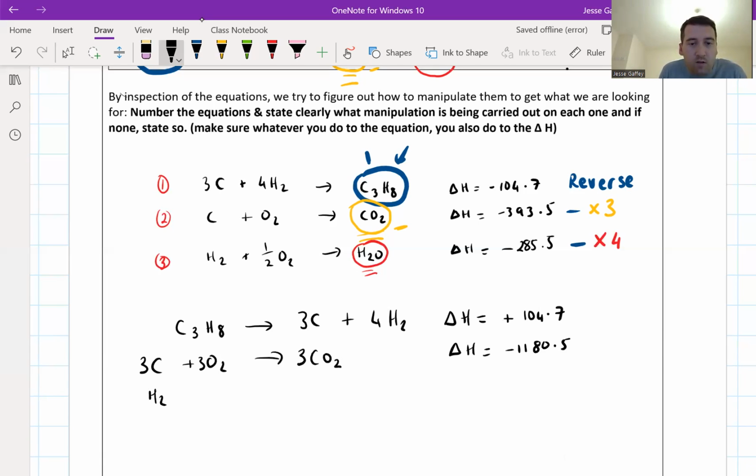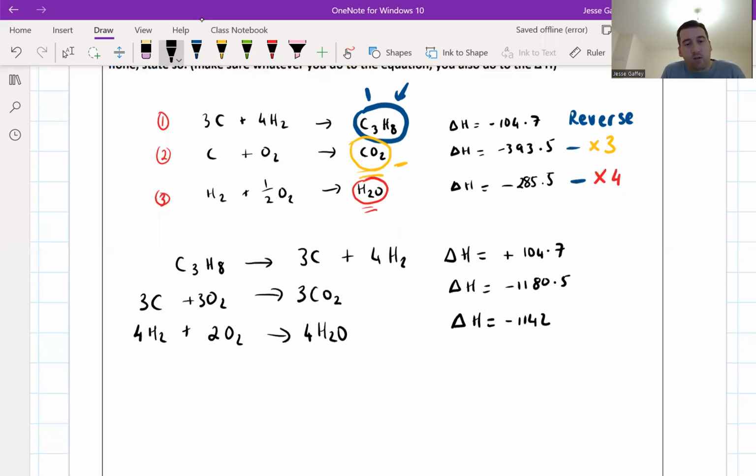H2 plus half O2 reacts to make H2O. So it's still in the same order. I haven't reversed it, but I've got to times it by 4. So this becomes 4. This becomes half times 4, which is 2, and this becomes 4 H2Os. Delta H equals, so now I need that number times 4. So it's minus 285.5 times by 4. 1142, so minus 1142.